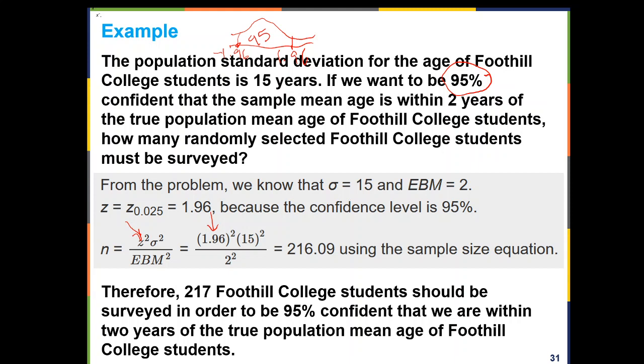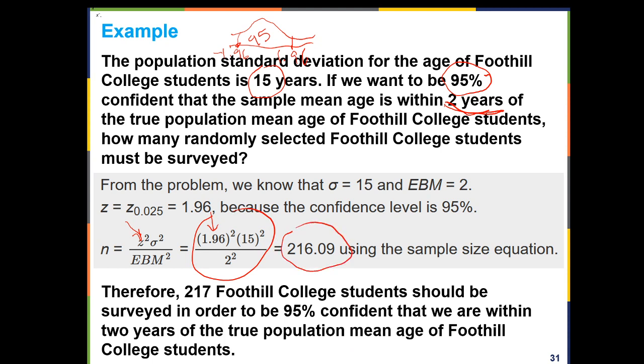Now, the sigma, of course, is given, which is the standard deviation of the population. We put it there. And then the error, we want to be within 2 years. So 2 years is the error, and the unit is years. So 2 years, we put it there. Now notice the error is not given in percentage form, it's just given in the raw form, 2 units, and the unit here is a year. So we put a 2 there, and then we do the calculation with the calculator, we get 216.09.